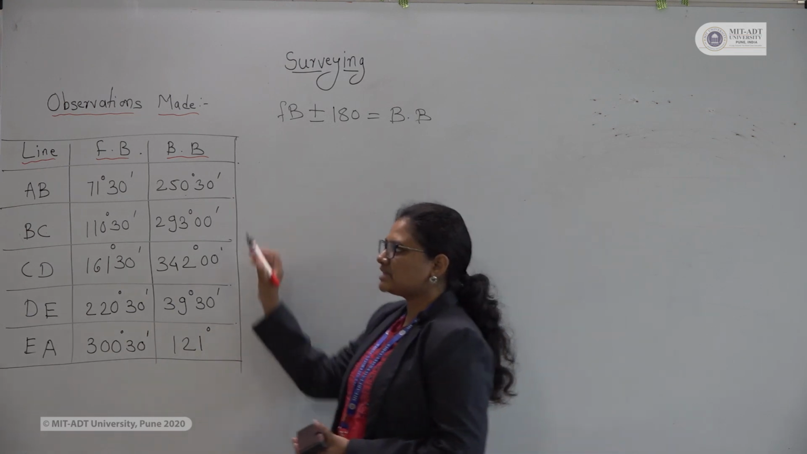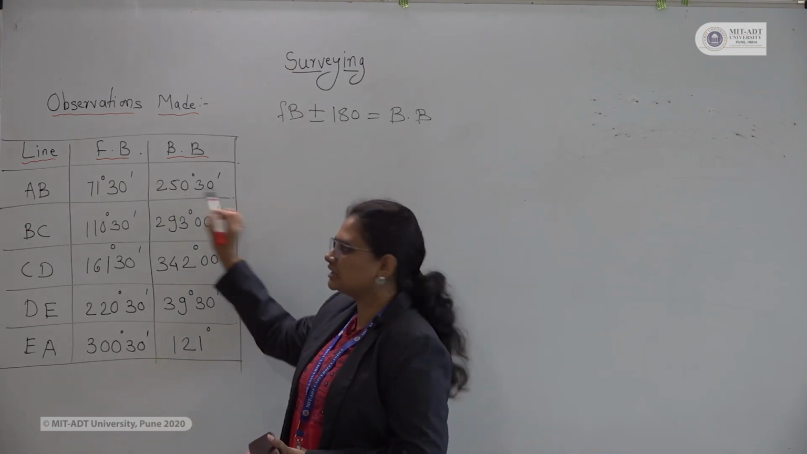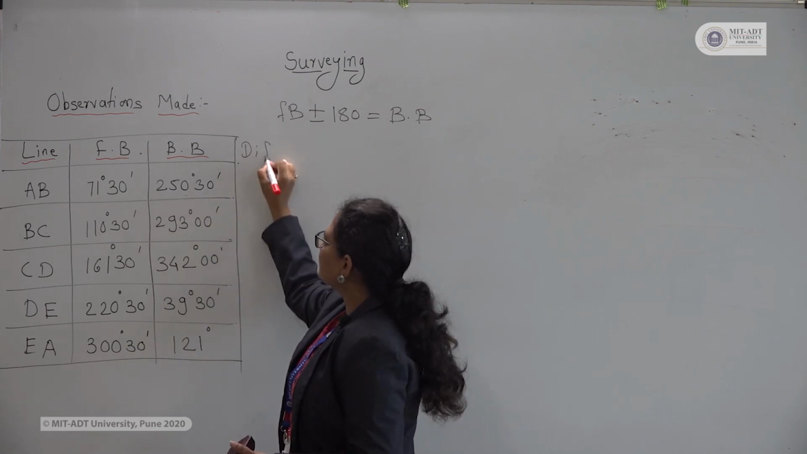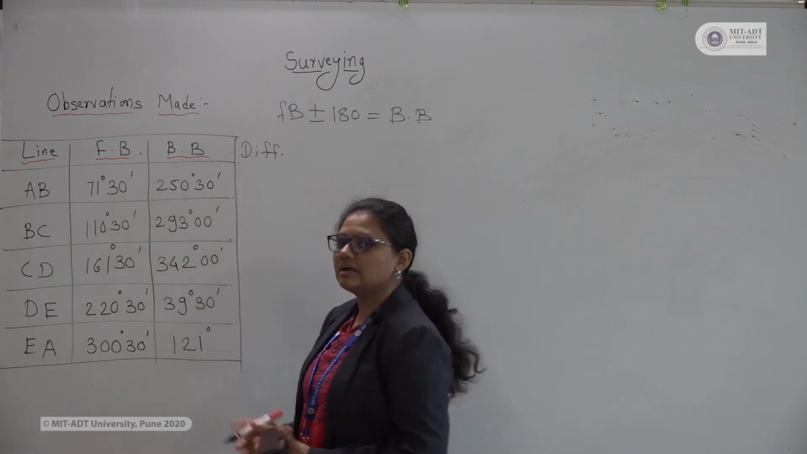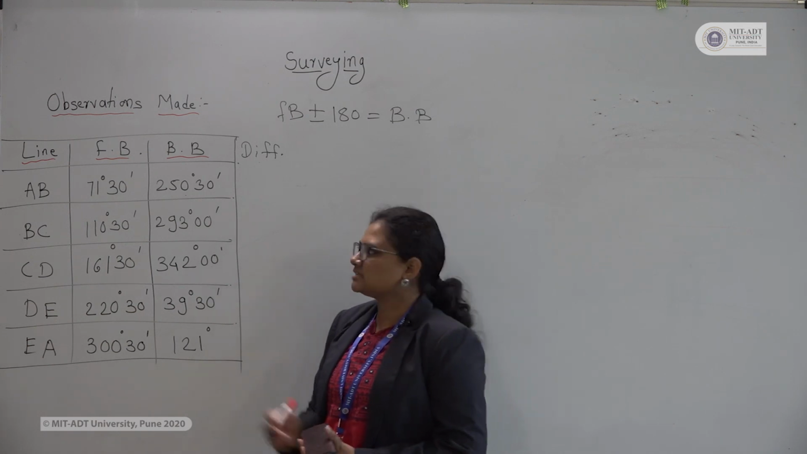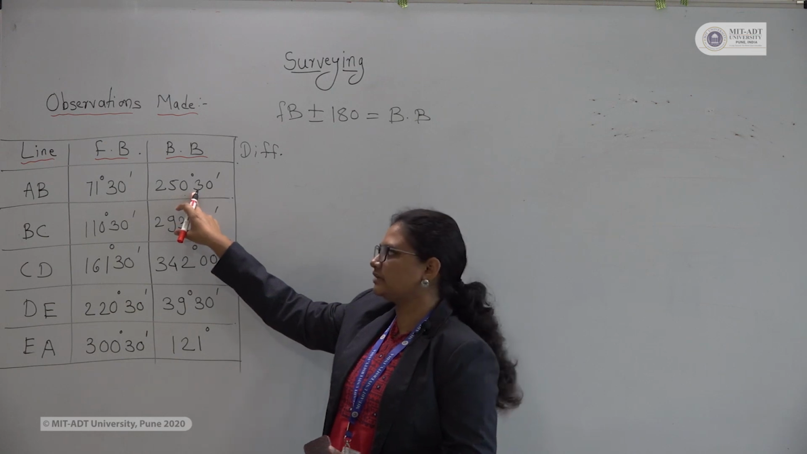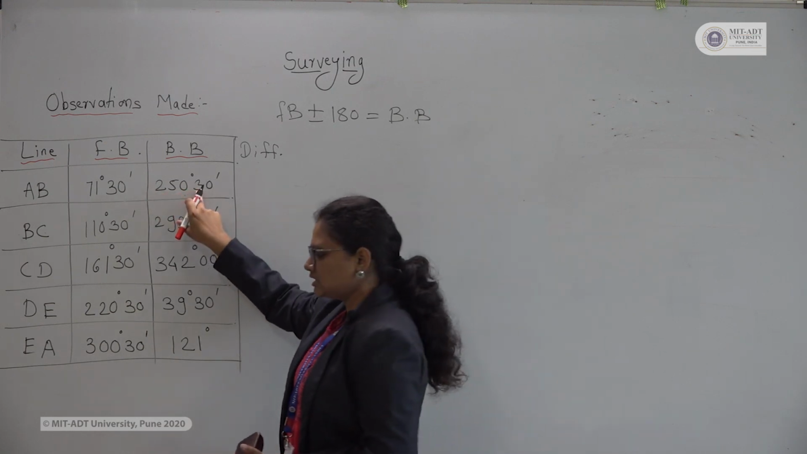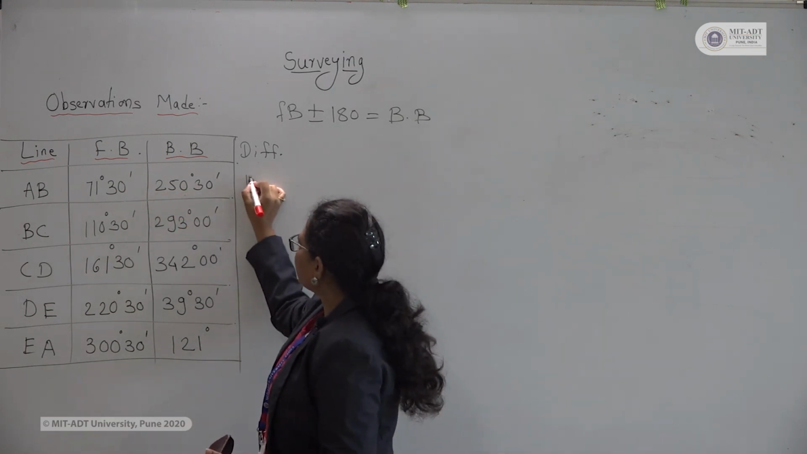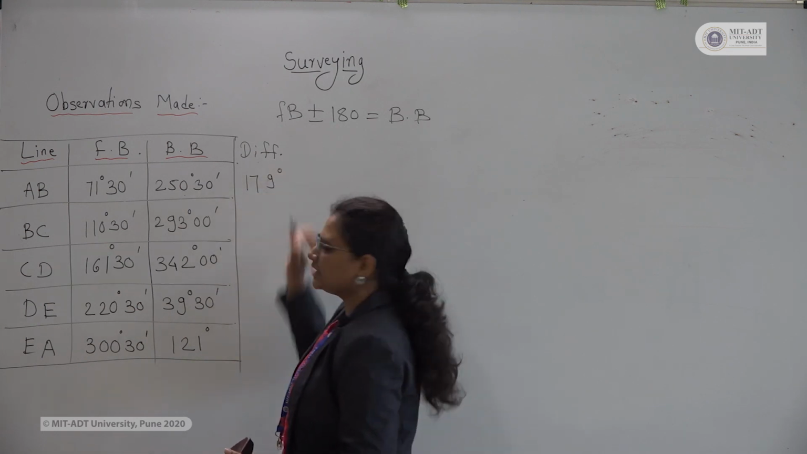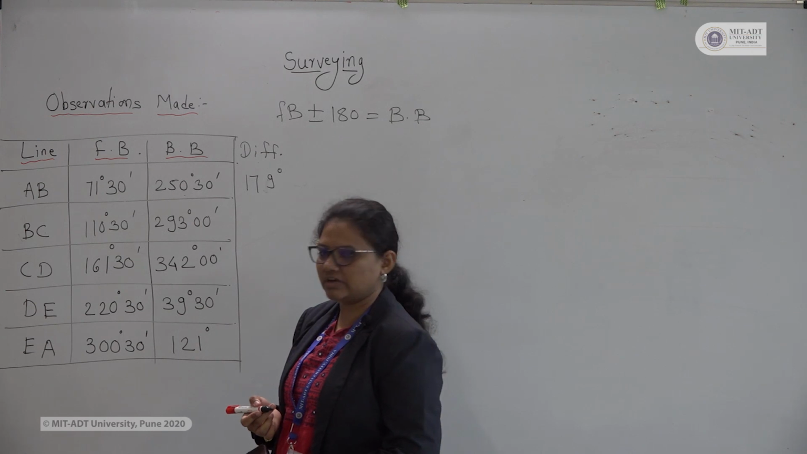So, in the first step, as I have said, we have to find the difference between these different angles. I will simply write the next column, that of the difference. Now, you have to simply subtract the fore bearing and back bearing, using your calculators. By solving, I get the difference for the first line as 179 degrees. Again, it is less than 180 degrees.